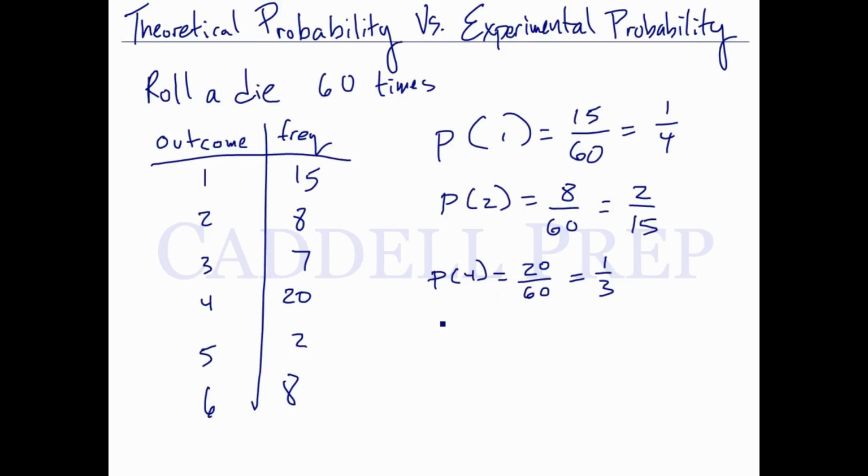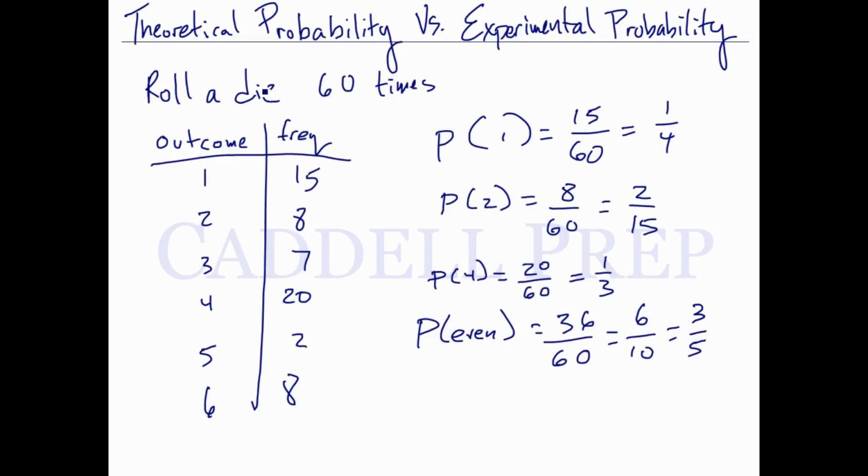Now we want to find the experimental probability of rolling an even number. Okay, these are the even numbers here. Let's see how many times they came out. So that's going to be 8 plus 20 is 28, plus another 8 is 36. So 36 out of the 60 times. Let's reduce that. 6 goes into both, 6 over 10. 2 goes into both, 3/5 of the time.